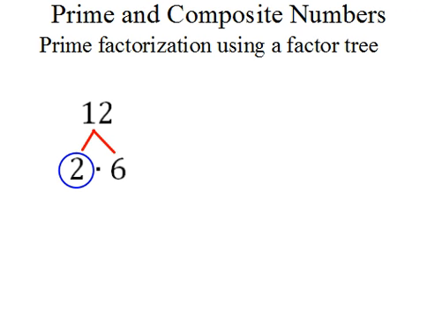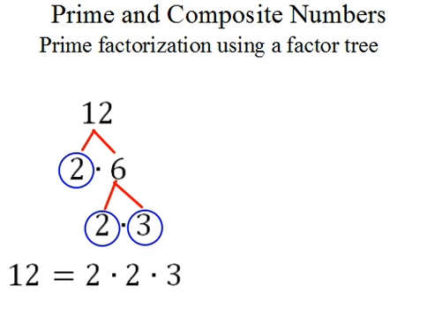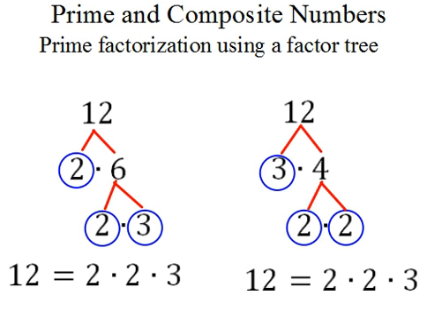Now we're done with 2, so we need to write the factors of 6. Well, again, starting with 2, 2 goes into 6 3 times, and I see that both 2 and 3 are prime factors, so I'm going to go ahead and circle them. So the prime factors of 12 are 2, 2, and 3 because 2 times 2 times 3 is 12. Now I could have started with 3 and 4 and ended up with the same result. 3 is prime, so it gets circled, and 4 can be broken up into 2 times 2, which are prime numbers.